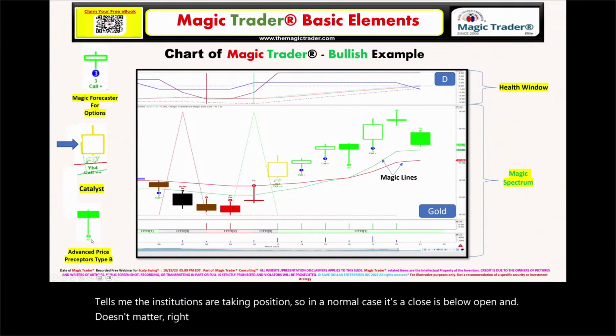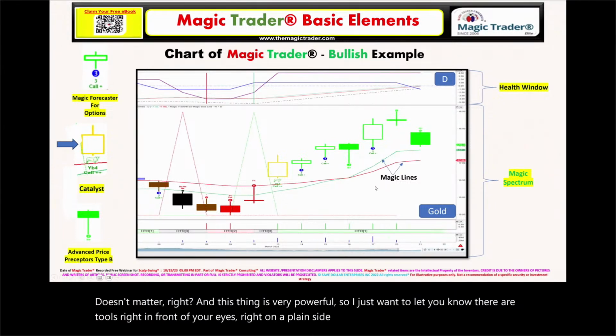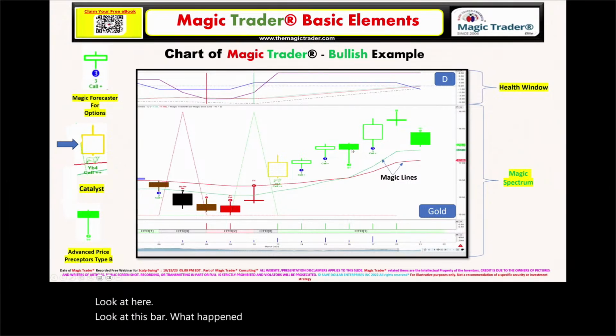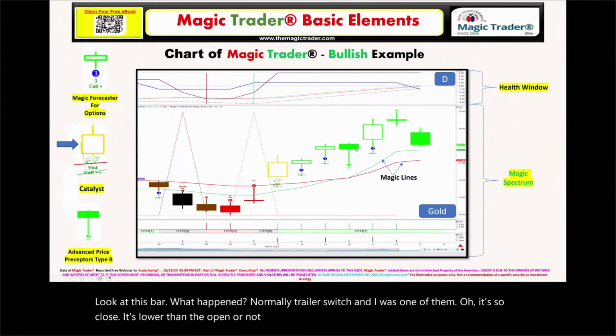And this thing is very powerful. I just want to let you know there are tools right in front of your eyes, hiding in plain sight. Look at here. Look at this bar. What happened? Normally traders, and I was one of them, say, oh, the close is lower than the open. Oh, no good. Okay, you stay there, Peter. But the new Peter gets, all right, get in there.